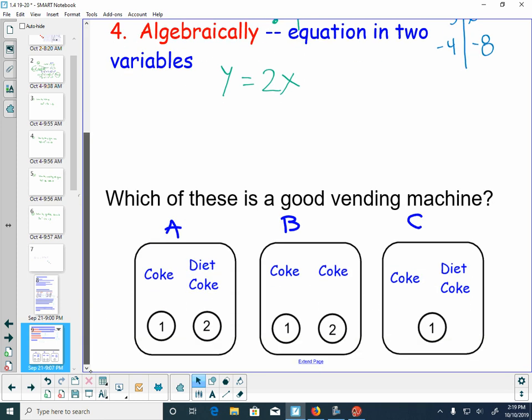Okay, so which of these would be a good vending machine? Which of these would you want to put money in? Well, this one, you could get Coke or Diet Coke, right? If you like Coke, you'd probably put your money in B, right? If you are a gambler, maybe you would choose vending machine C, because you would just push the one button and you would not know what you're going to get out. Agreed? So these two would kind of represent functions, and this one would not be a function, right? Because I push one, I might get Coke, or I push one, I might get Diet Coke.